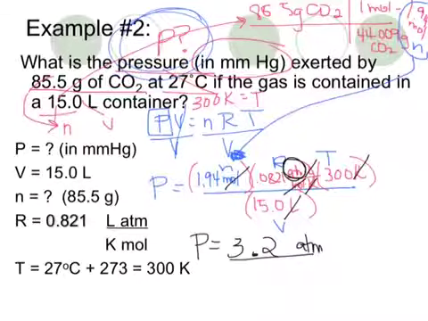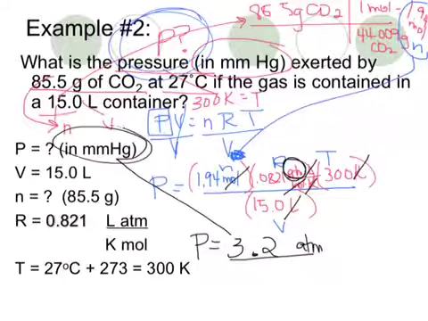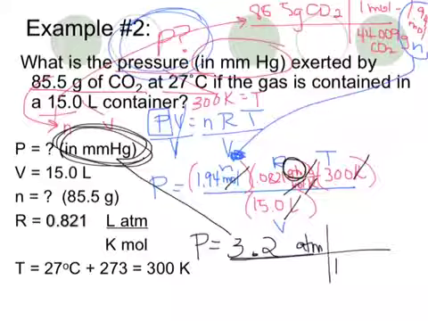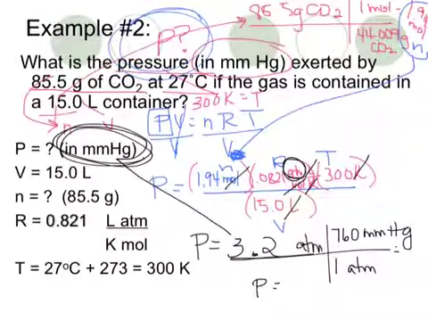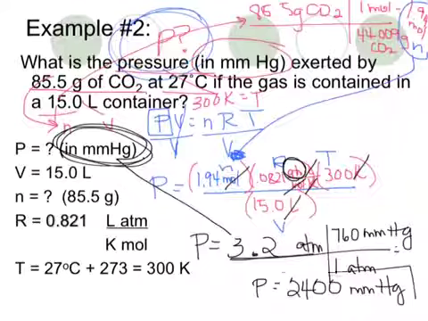So we've got these 3.2 atmospheres, but if you'll notice, they asked us, what is it in millimeters? No problem. We know that an atmosphere is 760 millimeters of mercury. So we have a new answer. Pressure is equal to 2 sig figs again, 2,400 millimeters of mercury.